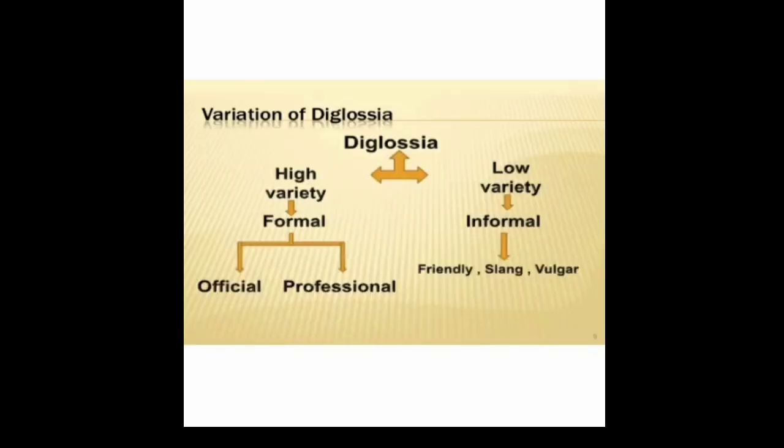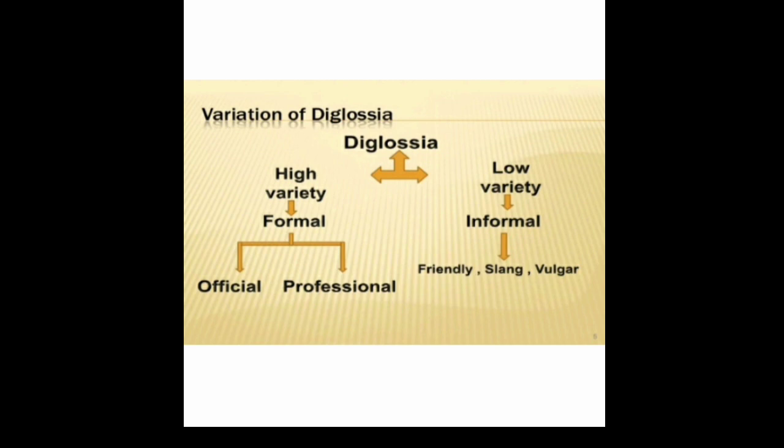The variation of diglossia is divided into two types. The first is low variety. The dialect or language used for daily interaction is typically low variety. It means that it's not formally learned, and speakers don't formally learn the grammar or write in that language. It is learned as a spoken language.